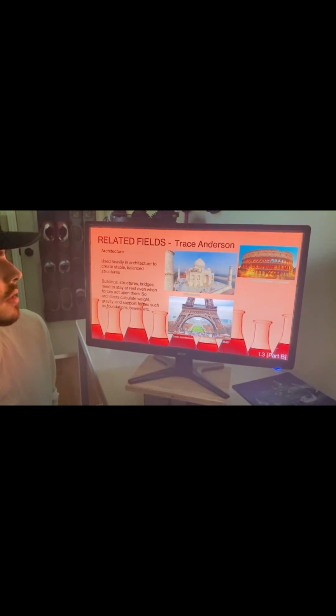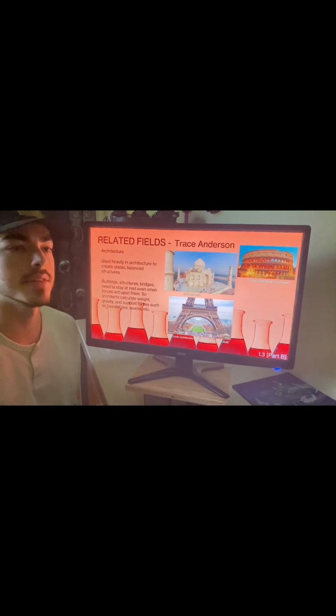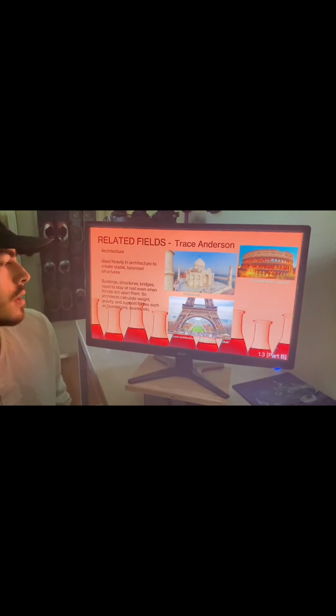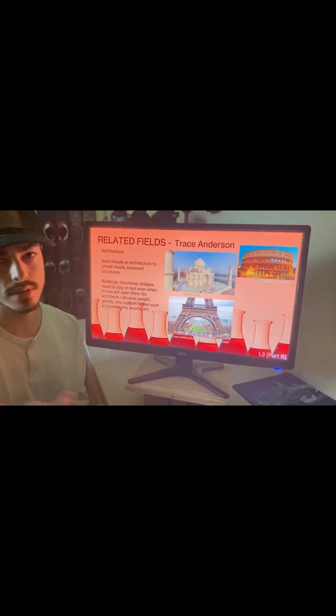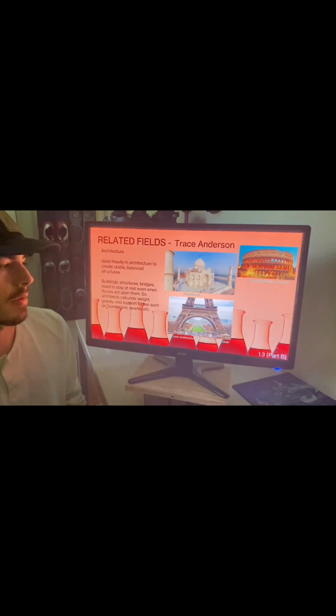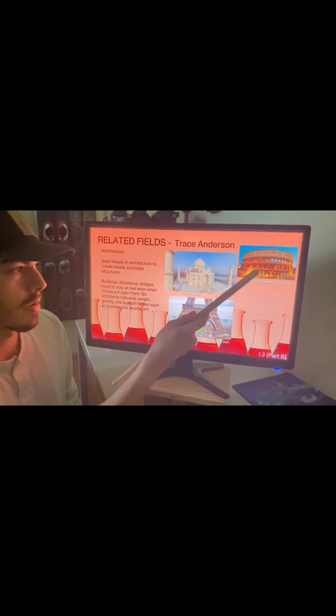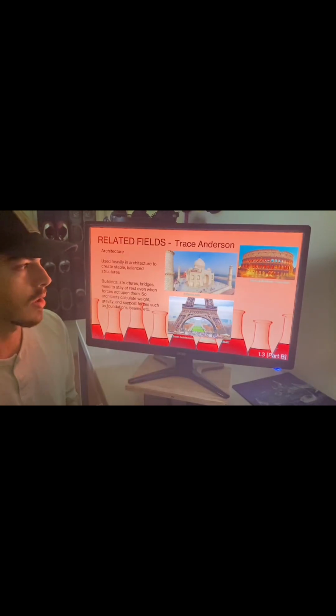Not only buildings, but structures, bridges, any type of something built is going to need to stay at rest and not tip over. So architects have to calculate weight and gravity, and use that to create their support forces such as foundations, beams, etc. We have a few examples here: the Eiffel Tower, the Taj Mahal.